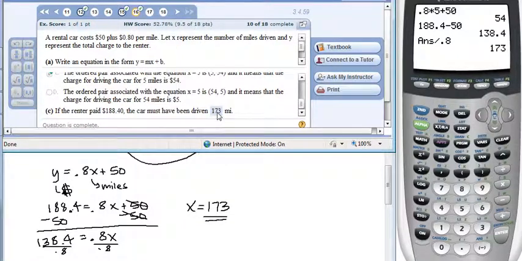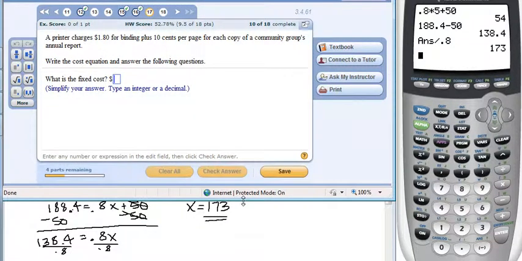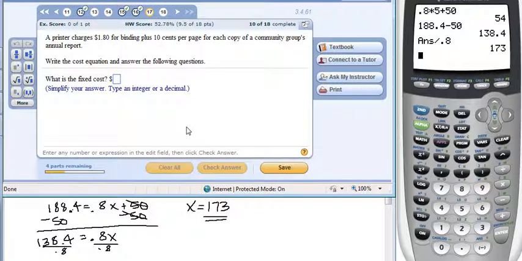Good job. All right, and these last two are very similar. You know, maybe we should do them. They're always something. It's got 4 parts in it, so you never know. All right, so a printer charges $1.80 for binding plus 10 cents per page. So what is my fixed cost? What do I get charged even if I do 0 pages? Well, I get charged this $1.80.